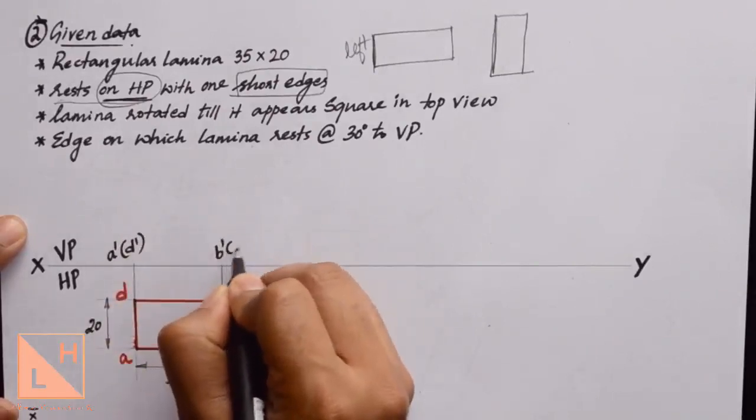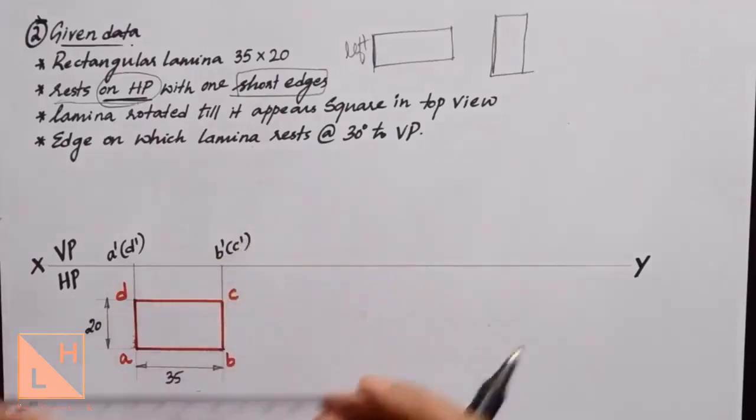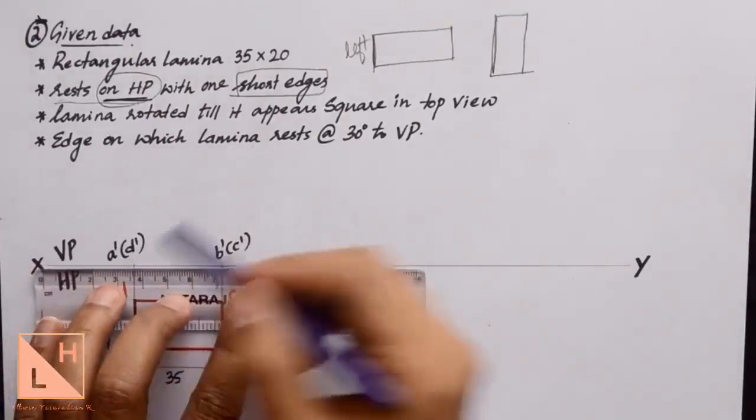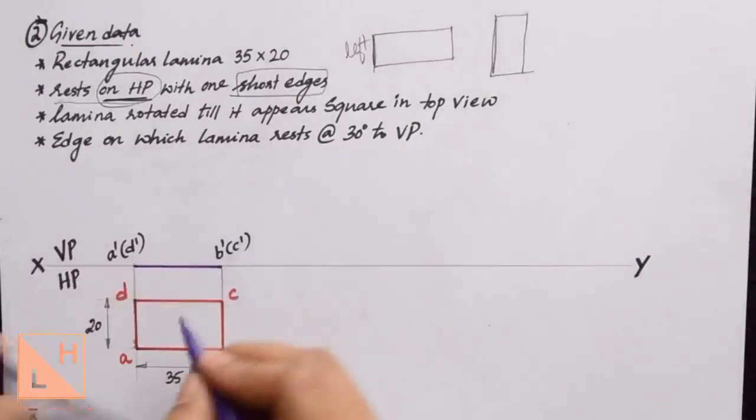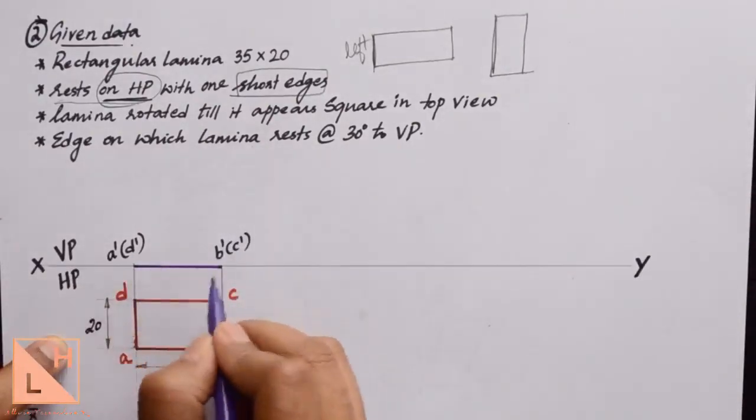The front view will simply be drawn from A dash to B dash. Remember to draw it with the dark line. The plane looks like a plane in the top, it looks like a line in the front view.